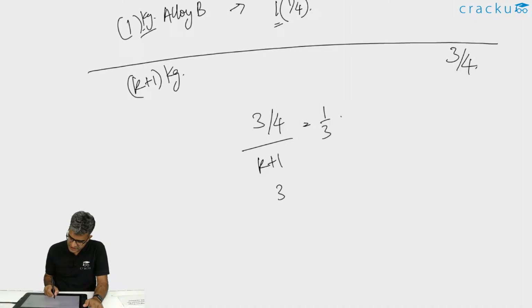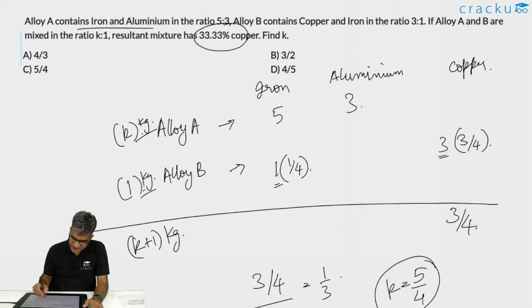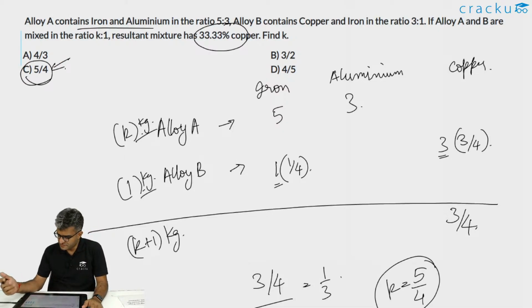So 9 by 4 is equal to k plus 1, or the value of k is equal to 5 by 4. So the answer for this question is option C. Let us look at the next question.